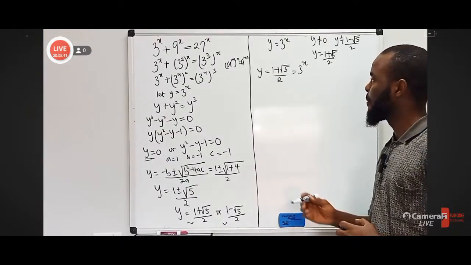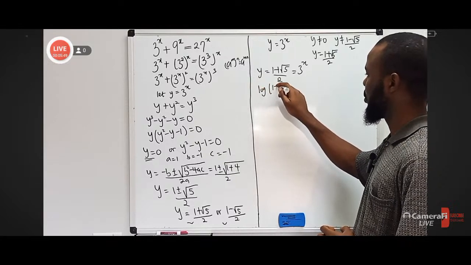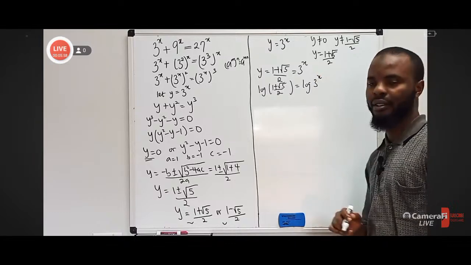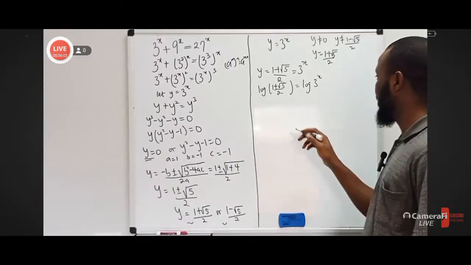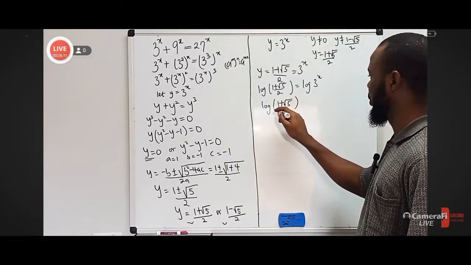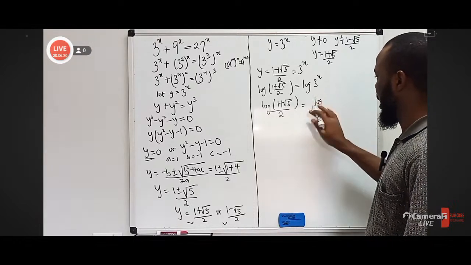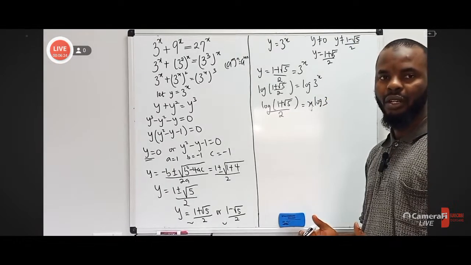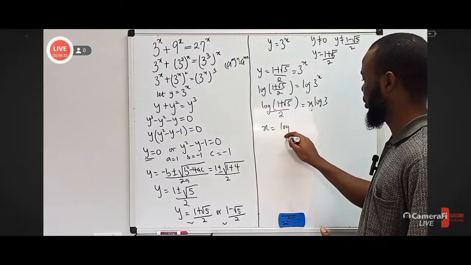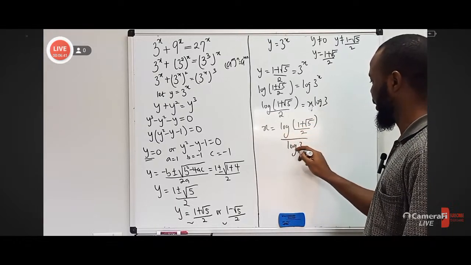Now using this to get the value of our x, here we have applying log to both sides. We have log in base 10 of 1 plus root 5 over 2 equals log in base 10 of 3 to the power of x. Remember the law of logarithm, that for this, here we can have log of 1 plus root 5 over 2 equals, this x can come in front of the log, where we have x log 3. So to get the value of x, dividing both sides by the coefficient of x, which is log 3, here my x can be equal to log of 1 plus root 5 over 2 over log 3.